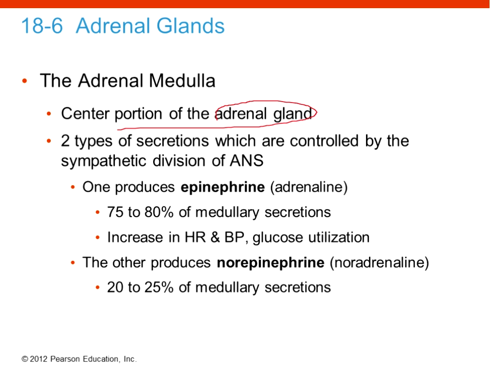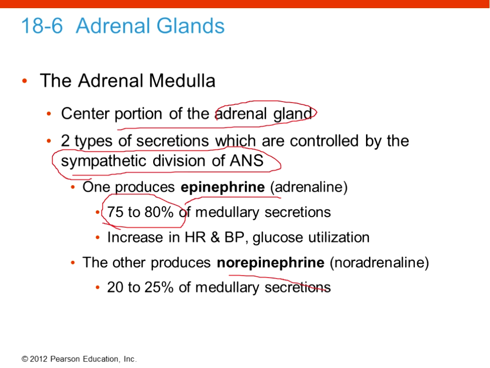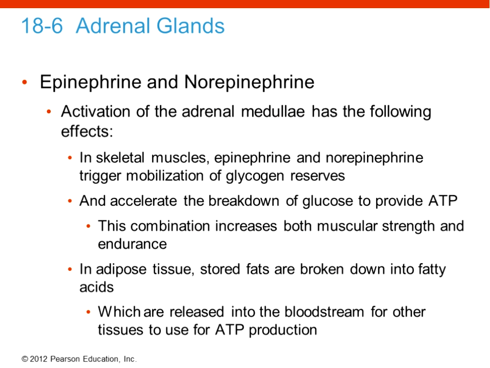Now the medulla, as I said, is the center portion of the adrenal gland, and this is controlled specifically by the sympathetic division of the ANS, right? Sympathetic division is your fight or flight response, right? And so the two secretions being produced are epinephrine and norepinephrine. The vast majority, 75 to 80%, are epinephrine, and they are giving you that fight or flight response, right? Increasing heart rate, blood pressure, sugar utilization, all those things you associate with fight or flight.